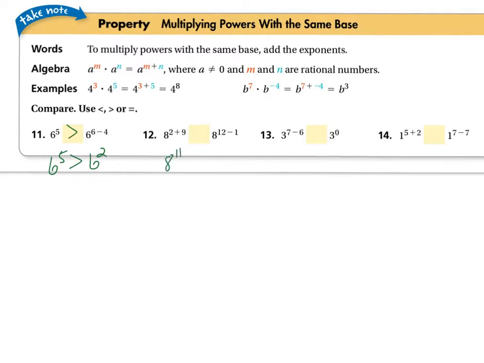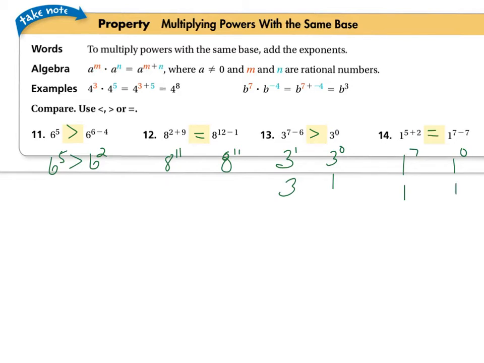For 12, we have 8 to the 2 plus 9, and 2 plus 9 is 11. And 8 to the 12 minus 1, and 12 minus 1 is 11. So that one's equal. Then 3 to the first and 3 to the 0. Well, 3 to the first is 3, and anything raised to the 0 power is 1. So obviously 3 is larger. Then 1 to the 7th and 1 to the 0. Well, 1 to the 7th is 1 times 1 times 1 times 1 times 1 times 1 times 1, which is 1. And anything raised to the 0 power is 1.